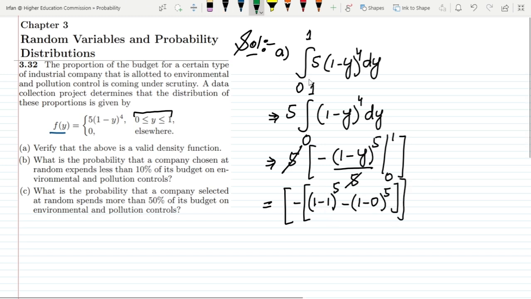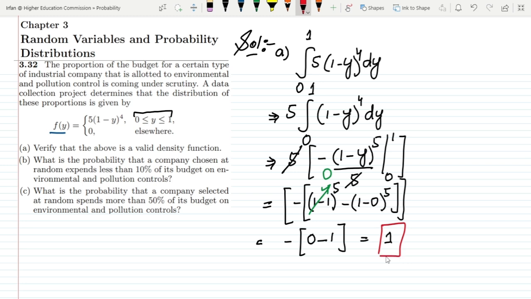So what will happen? This will become 0, and this will become 1. So ultimately what I will get is minus, 0 minus 1, which will ultimately give me 1, which shows the validity that this one is basically a valid density function.